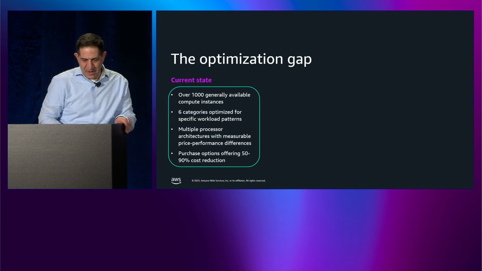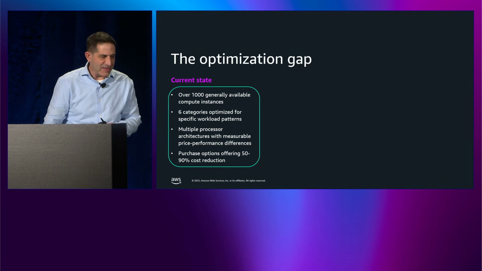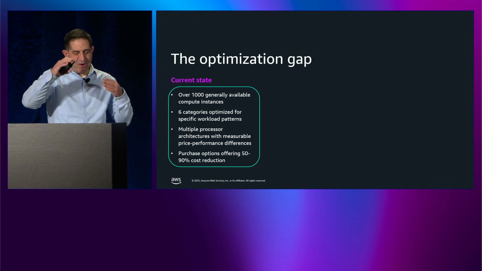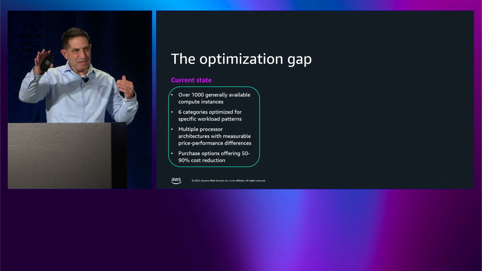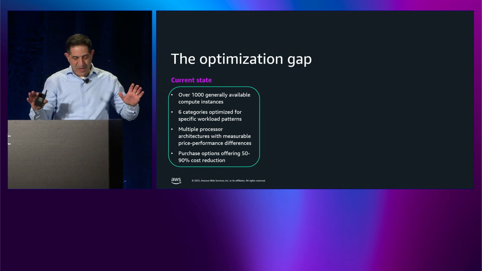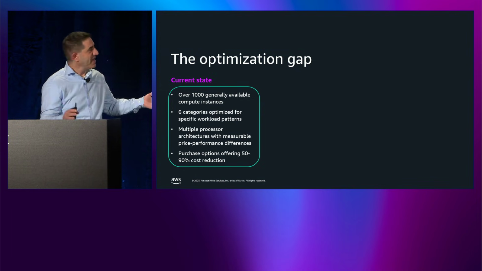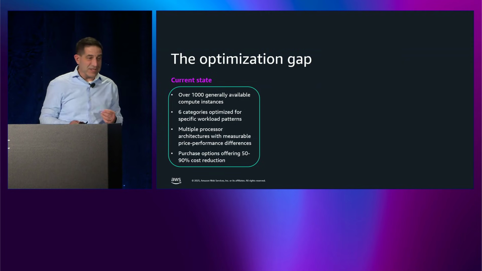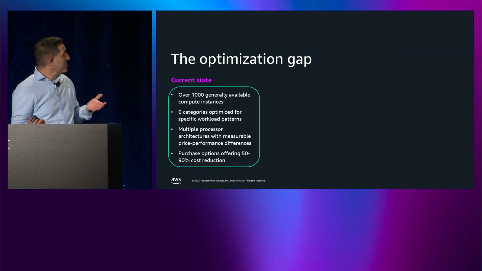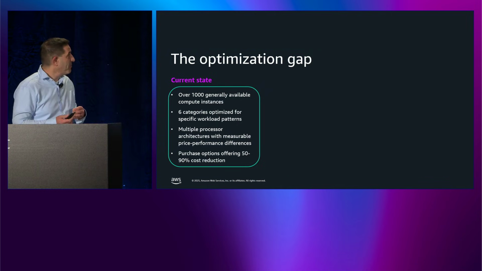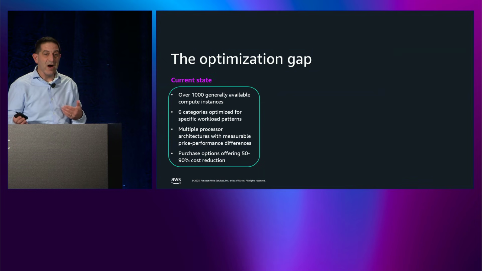So let's see here. I would like to talk about what I call the optimization gap. In this case, what I see is that customers are aware of the broadness of EC2, but not the full broadness, right? So just to cover our baseline, we have over 1,000 EC2 instance types generally available. We have 6 different categories within those instance types. We have multiple processor architectures with measurably different price performance characteristics. And we have purchase options offering 50 to 90% off of those.